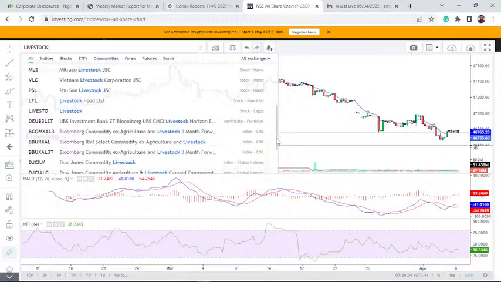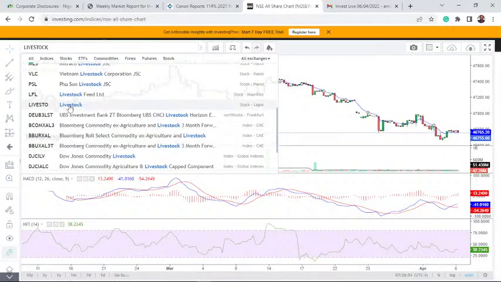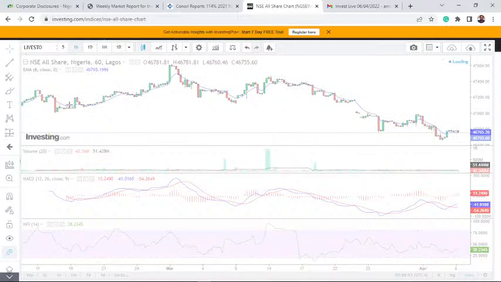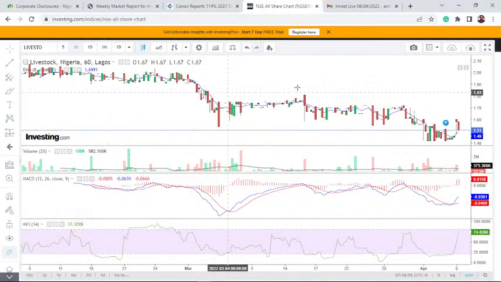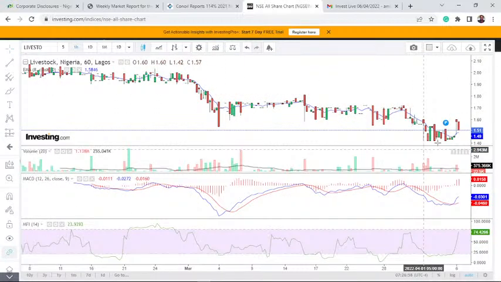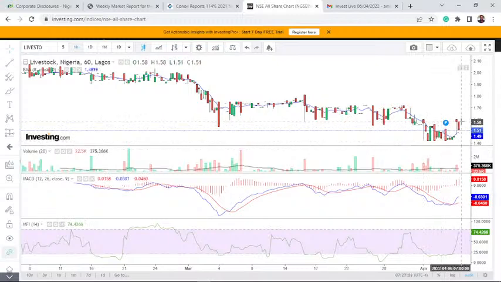Look at livestock feeds. You can see livestock feeds on a 1 hour chart is not looking bad. Even at this point it's still coming down, but it's still trading above the T line, and it's also looking good on our chart. That means there's something coming behind this stock.